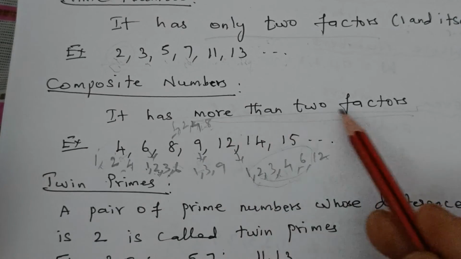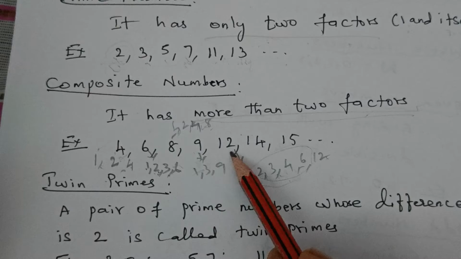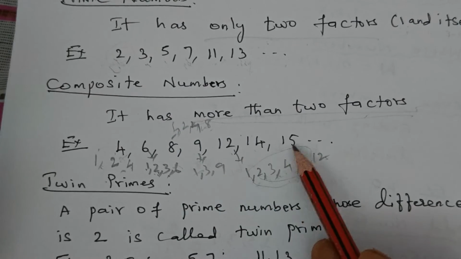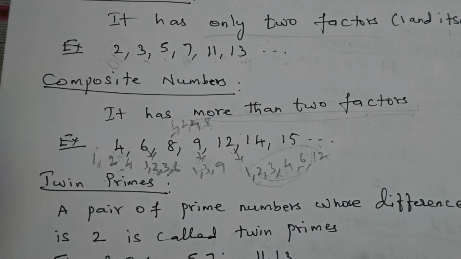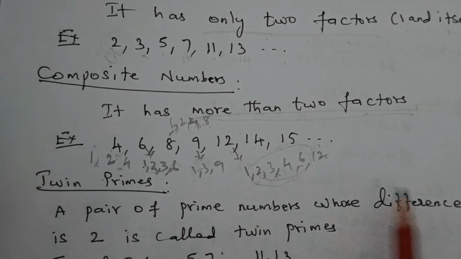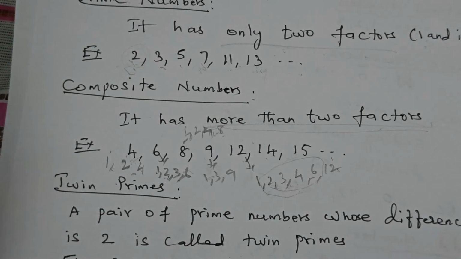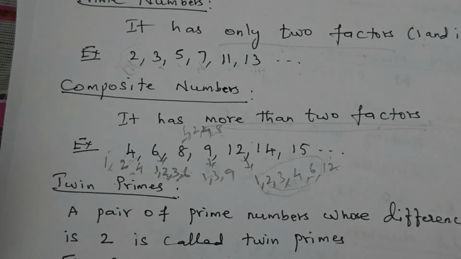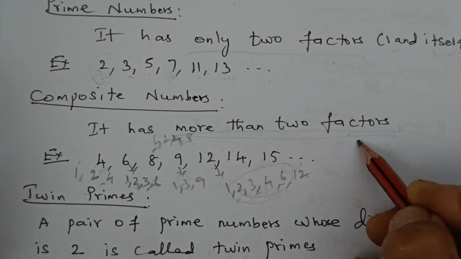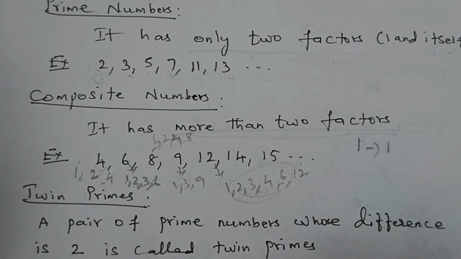It has more than 2 factors. They are called composite numbers. So 14, 15, 16, then 18, 20, 21. All the even numbers are composite numbers. And we have some odd numbers also, composite numbers. But number 1, if you take 1, it comes only in 1 table.